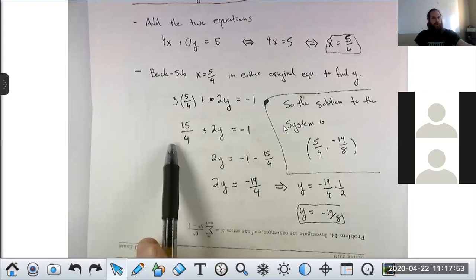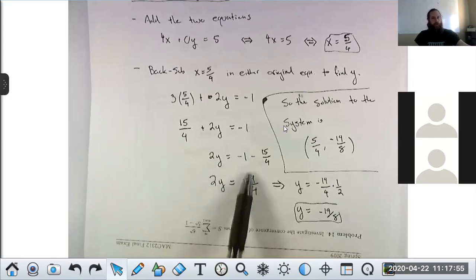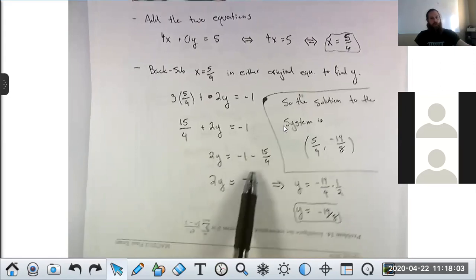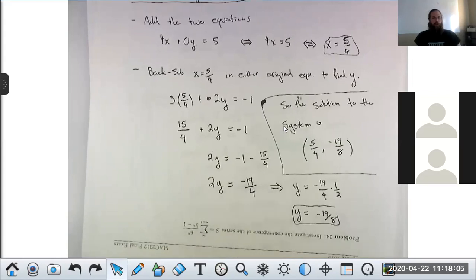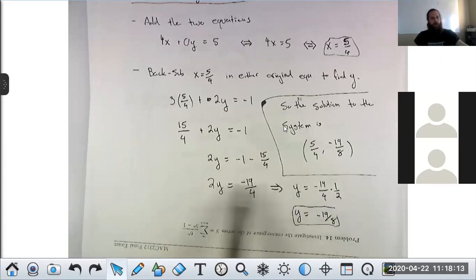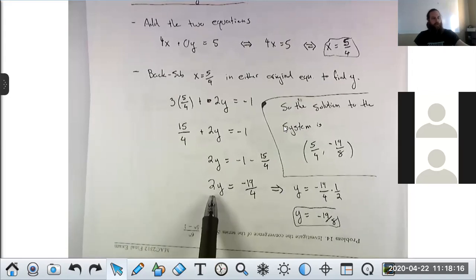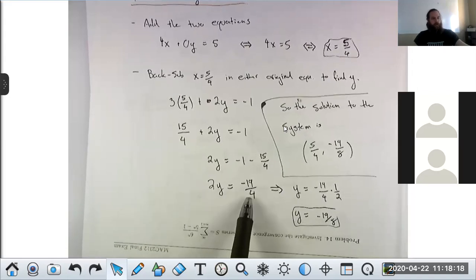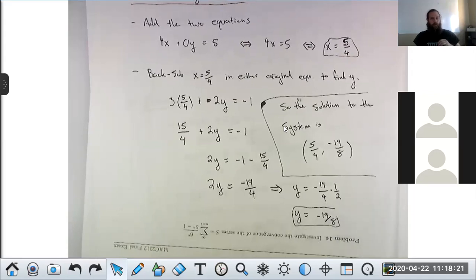I want to get y alone, so I subtract 15/4 from both sides. I have a common denominator. 1 is 4/4, so -1 is -4/4. -4 minus 15 is -19, so that's -19/4. And then I divide both sides by 2, which is the same as multiplying both sides by 1/2. When I multiply on the left by 1/2 here, 2 times 1/2 is 1, so this is just y. And -19/4 times 1/2 is -19/8. Any questions on that process?